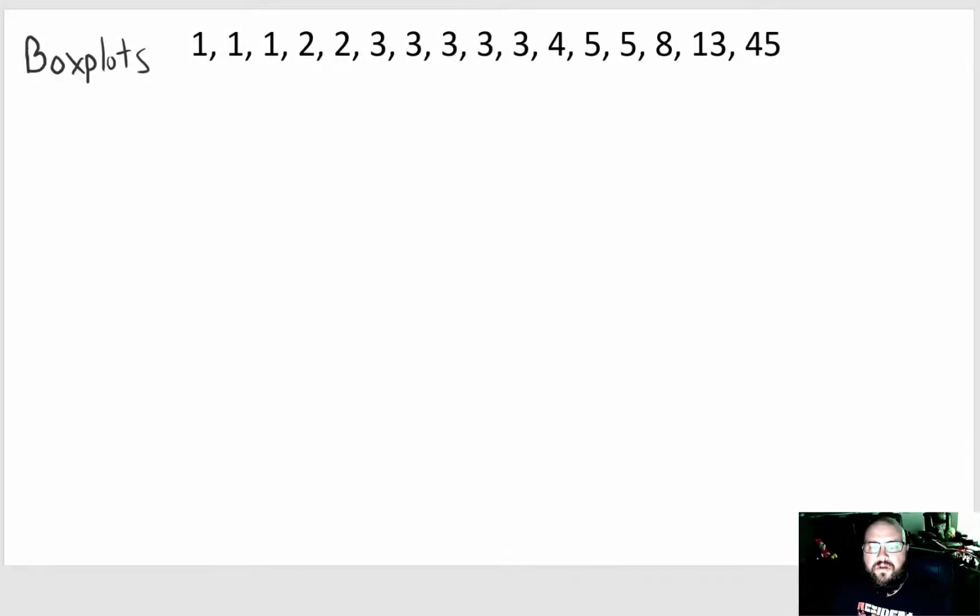Alright guys, so we're going to go over boxplots now. Since we've already done the 5-number summary, we should be able to get through this pretty easily since we know how to calculate that. And now we just need to design a box plot.